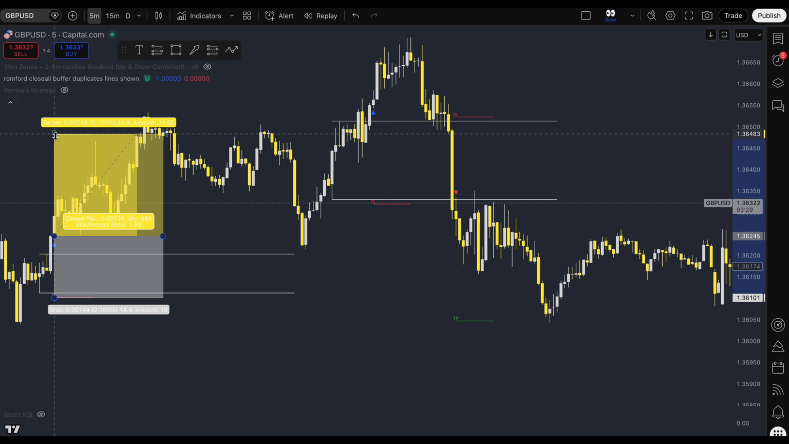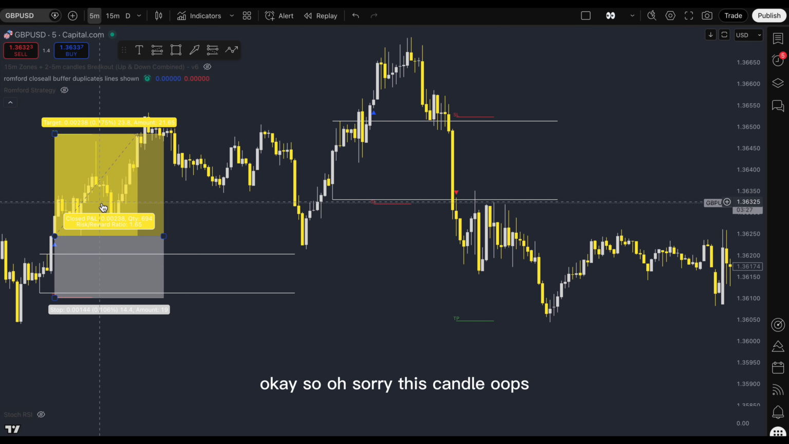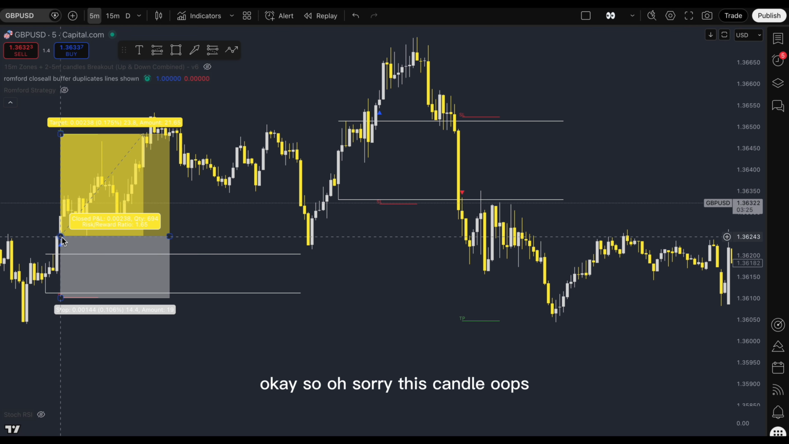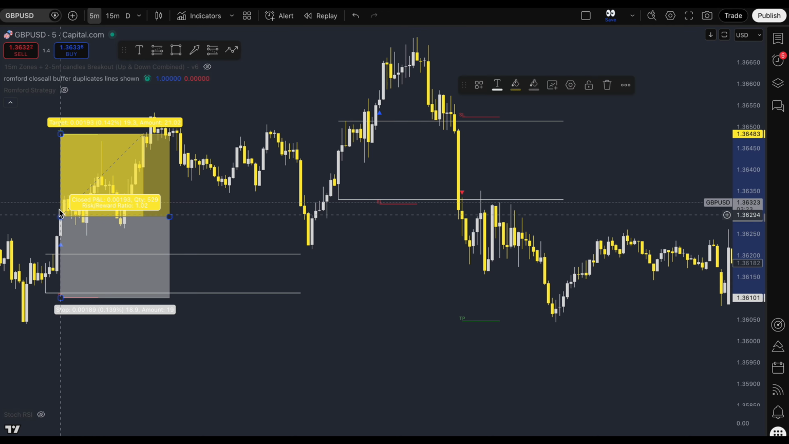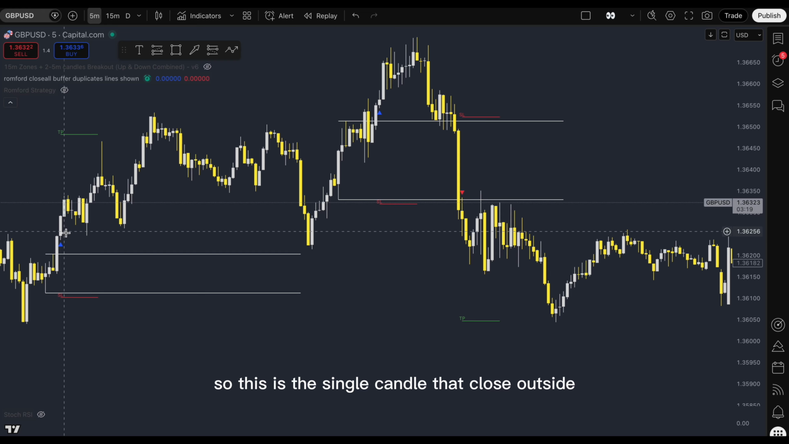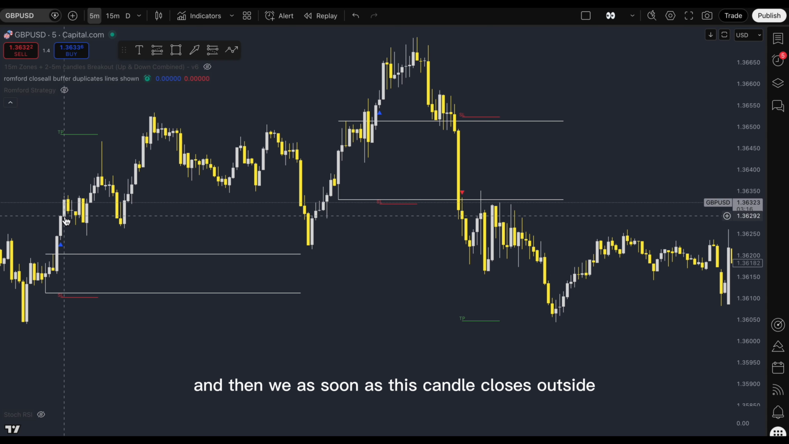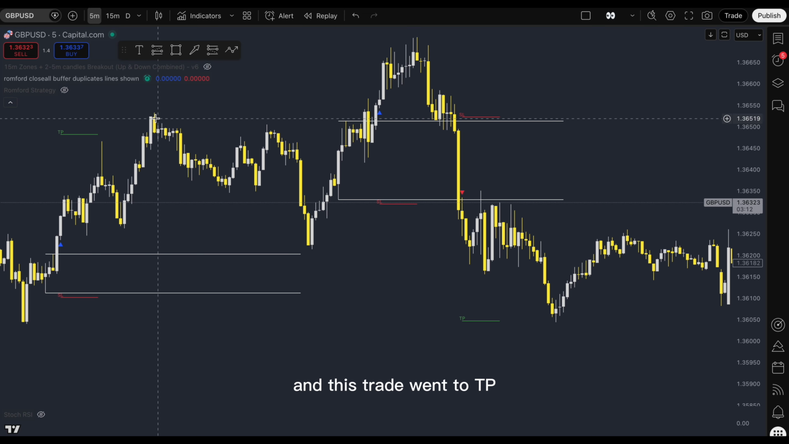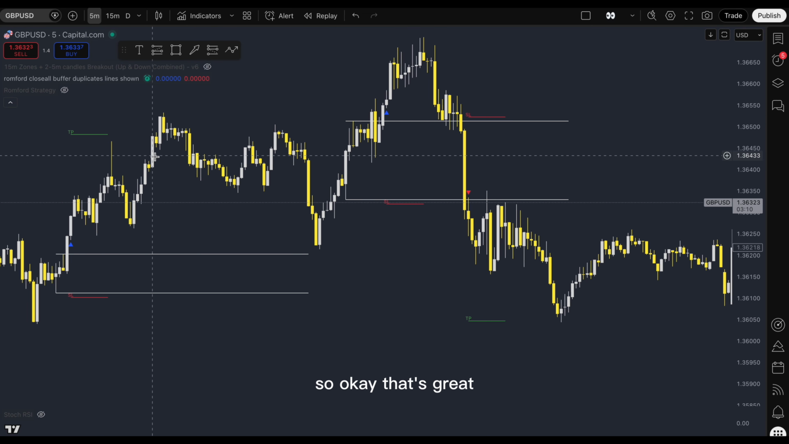I mean, I know it does, but stop loss is just below the zone with some buffer. And then, okay, so, oh, sorry, this candle. Oops. There you go. 1 to 1. So this is the single candle that closed outside, and then as soon as this candle closes outside, we enter the trade here in this place here. And this trade went to TP, so okay, that's great.